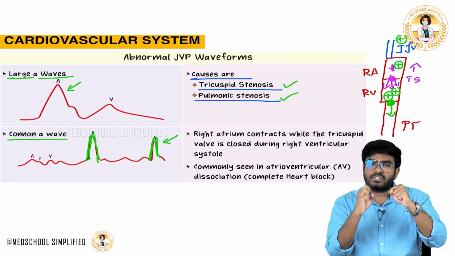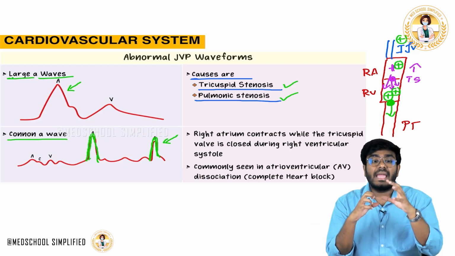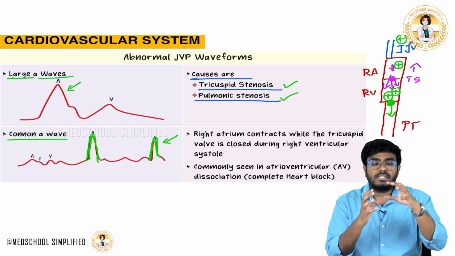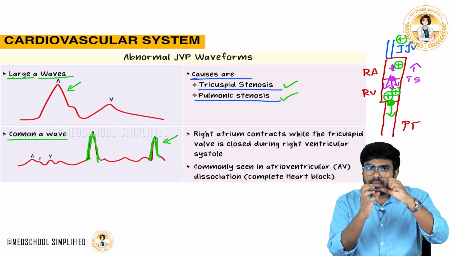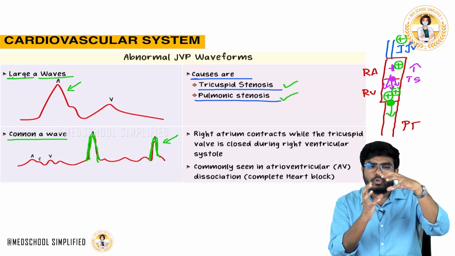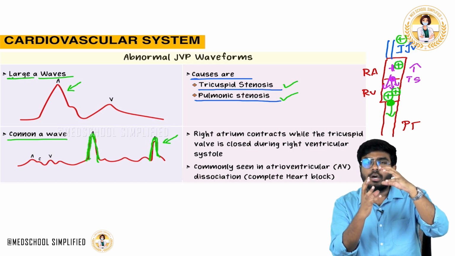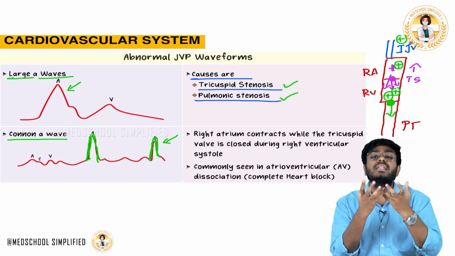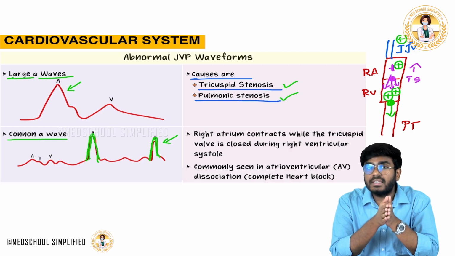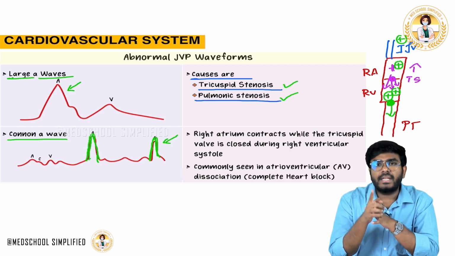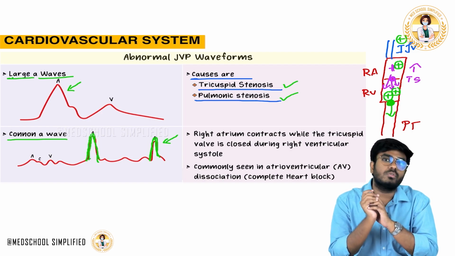Atria are contracting, ventricles are contracting at the same time. Why? Because atrioventricular dissociation, AV dissociation, is there. There is no proper contraction, no proper sync. First the atria should contract, then only the ventricles should contract. But right now, atria and ventricles are contracting at the same time, which can be seen in conditions like complete heart block. We have discussed that in complete heart block, or third degree heart block, there is AV dissociation.